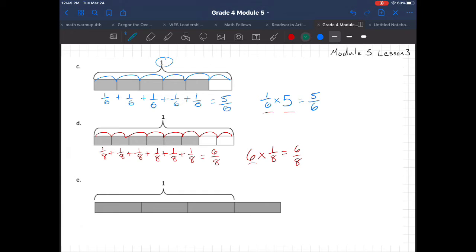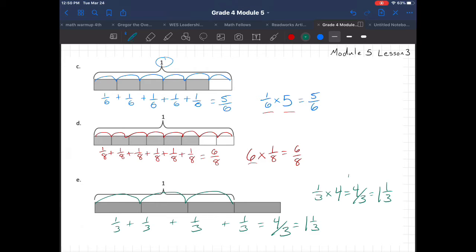Okay, on to E. There are 1, 2, 3 jumps to make 1, so these are thirds. Plus 1/3 plus 1 more third equals 4 thirds, which is equal to 1 and 1/3. Our multiplication sentence is 1/3 times 4 of them equals 4 thirds, or 1 and 1/3. Remember, improper fraction, and this is a mixed number.